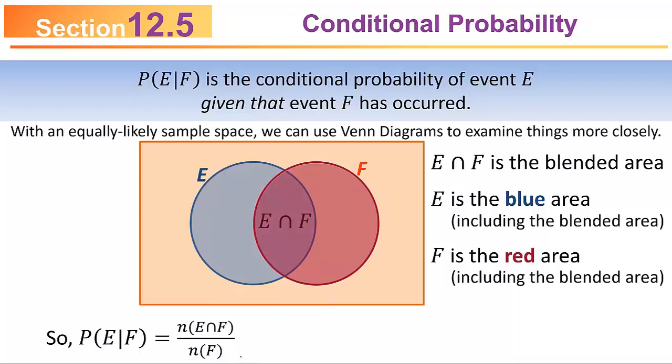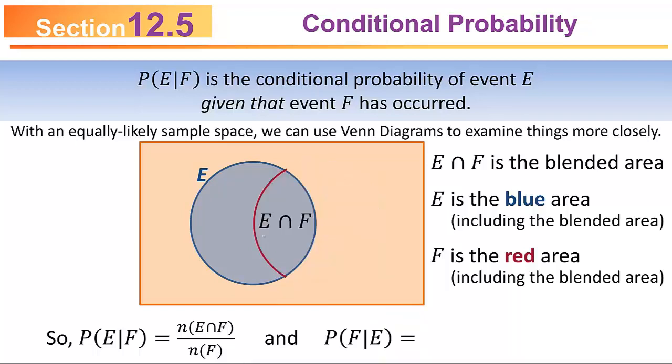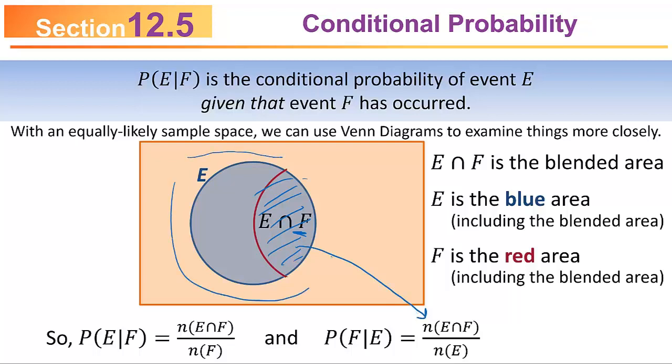And conversely, if I want to know the probability of F given E, notice I'm given E. So that means that I know that E happened. So I can get rid of everything outside of E. Looking at the calculation, the only part of F that didn't go away is the part of F that was in the blended region. So that count goes in the numerator. And the only thing that didn't go away were the things inside of circle E. So now the sample space got reduced to the things in E, and you're left with that.